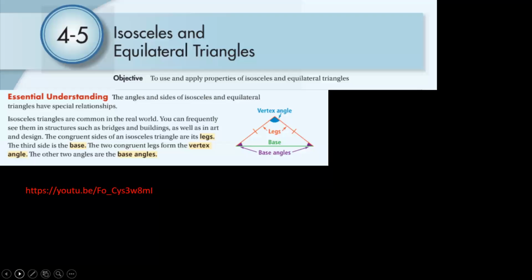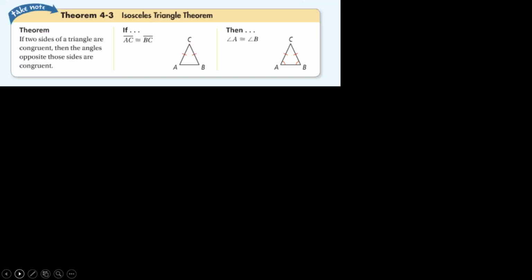Now, our lesson yesterday was talking about isosceles and equilateral triangles. We said that this type of triangle, we called it an isosceles because it has two sides. These two sides are congruent and we name them the legs. The side that connects between these two legs is the base, and the angles on it we name the base angles.